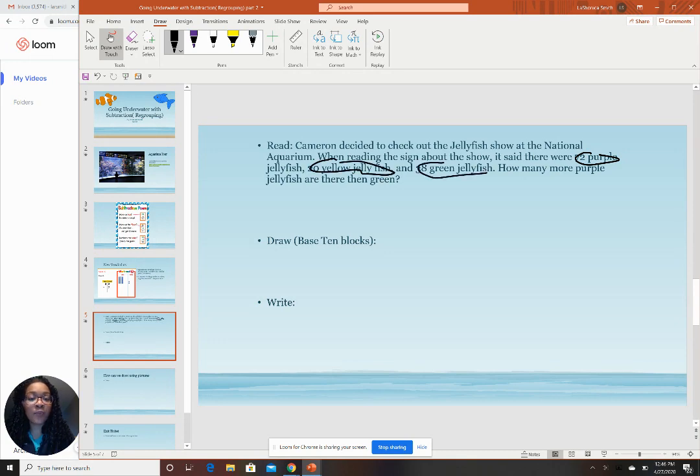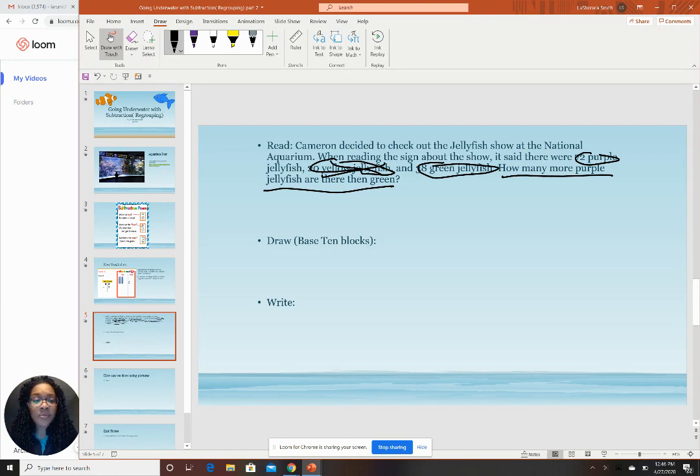when I look at what the word problem is asking me, it says how many more purple jellyfish are there than green? So I'm going to underline that. But that also tells me that the purple and the green jellyfish are the only 2 numbers that I need to worry about. So I can go ahead and cross off the yellow because I'm not trying to figure anything out about the yellow. It's just extra information. But the 72 purple and the 38 green, that's important.